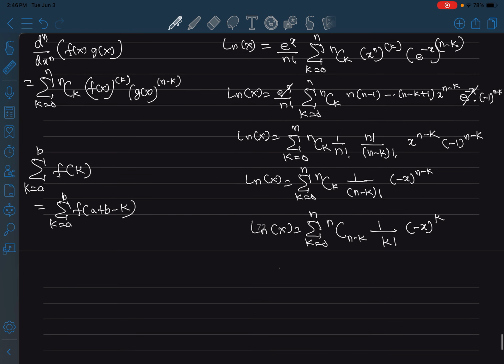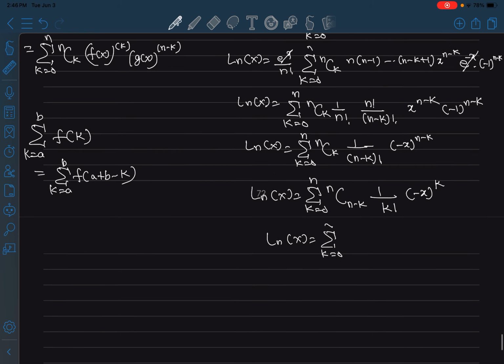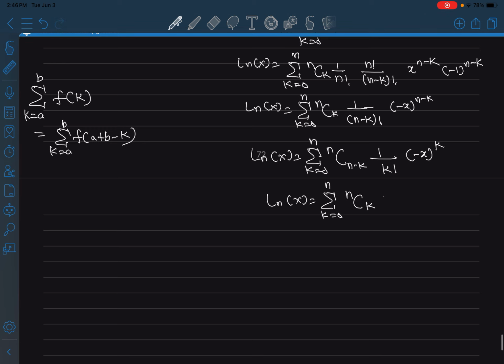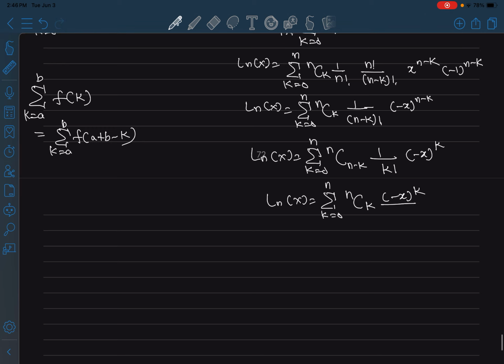And now using the property of combinations, we know that n choose n minus k is the same as n choose k. This is the same as n choose k, and then minus x to the power k by k factorial. Now if you change x to minus x, we will have this Laguerre polynomial of minus x being the sum from k equals 0 to n of n choose k times x to the power k by k factorial. And my guys, that completes the derivation.